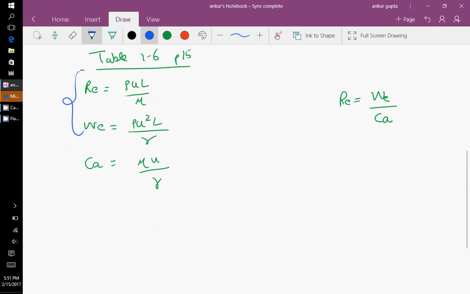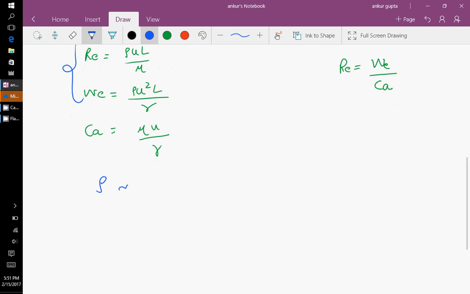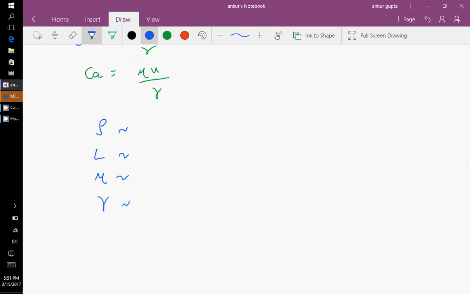Now for Reynolds number and Weber number, we need to know what we will substitute for rho, what we will substitute for length, what we will substitute for mu, what we will substitute for gamma, and what we will substitute for velocity, right? For rho we can just use rho d, which is given in the problem. For length we can substitute diameter, because that's the only relevant length scale. For viscosity we can substitute mu d. For gamma we can substitute gamma. These are all straightforward.